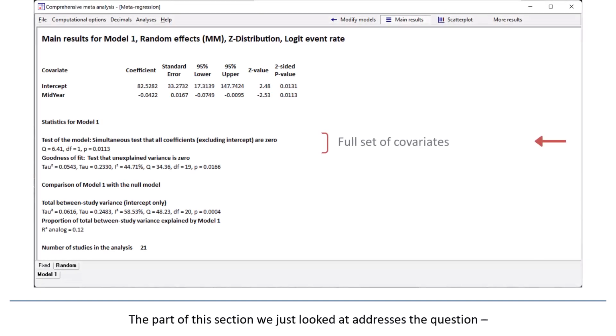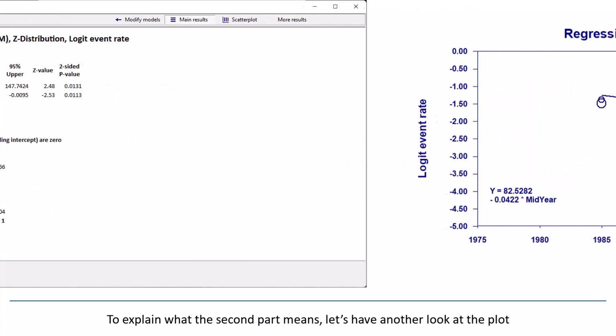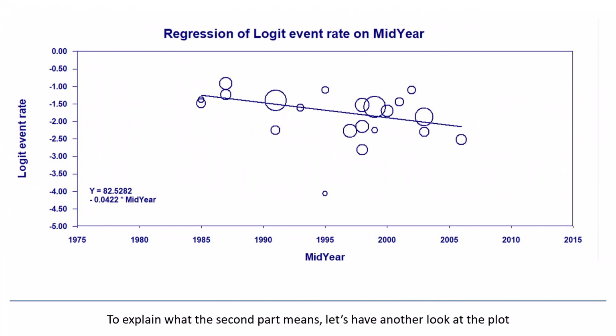The part of this section we just looked at addresses the question, do the covariates explain any of the variation in effects? The second part of this section asks if the covariates explain all of the variation in effects. To explain what the second part means, let's have another look at the plot. We have the regression line, and we have the individual studies.